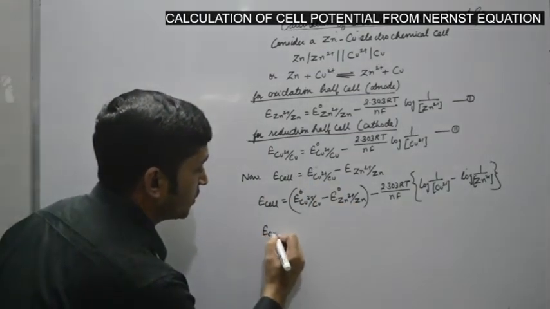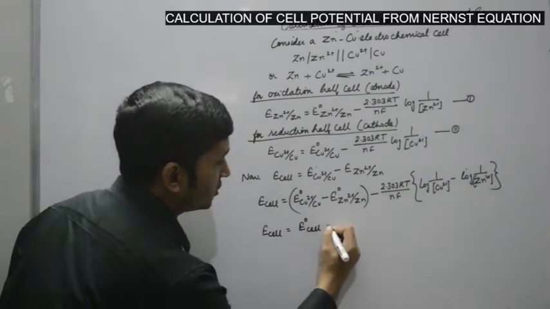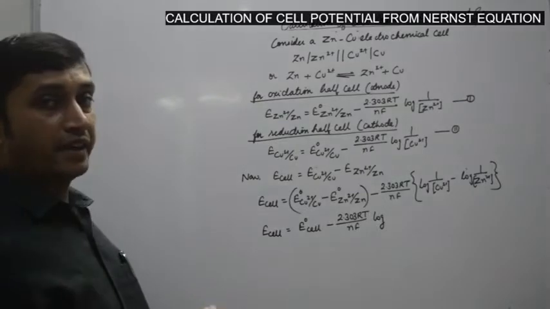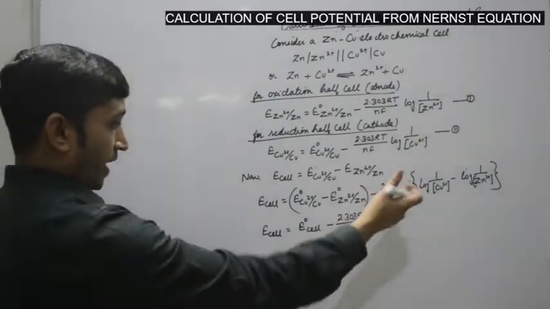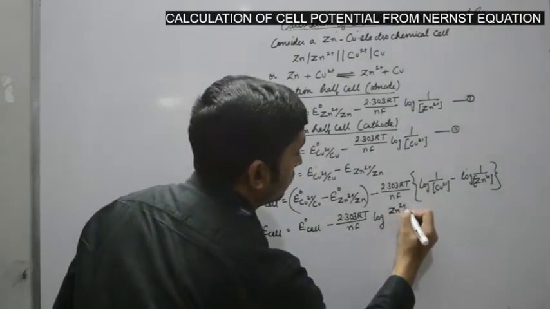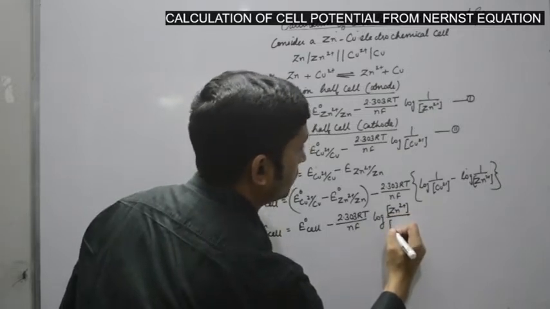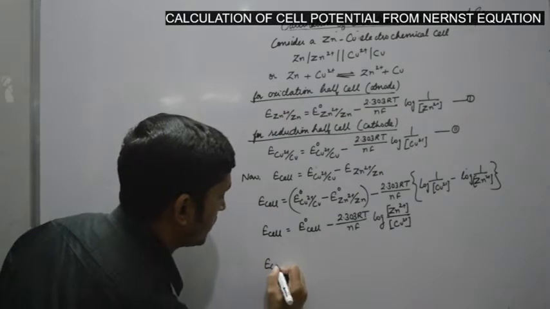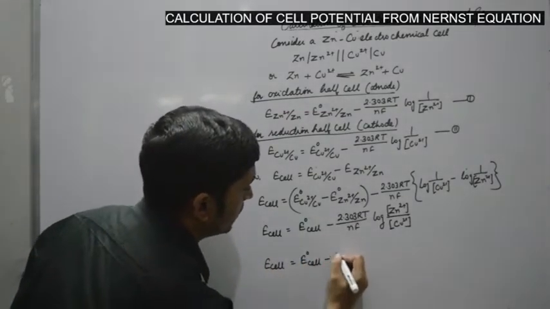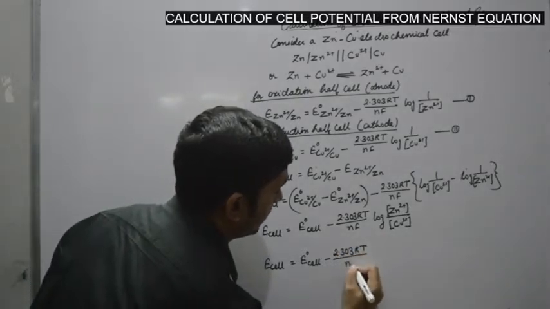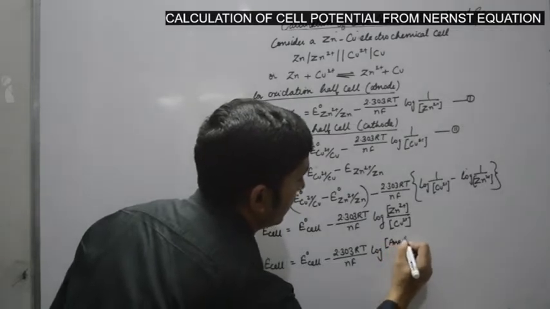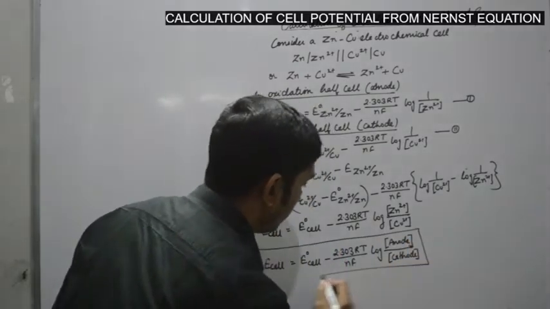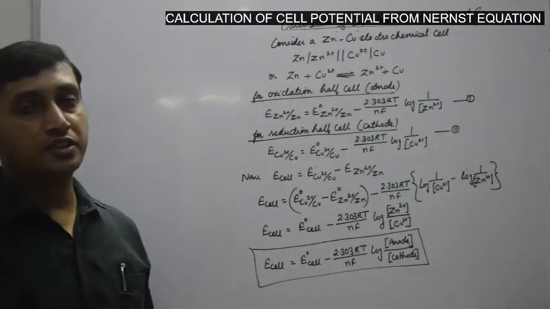So we write here that cell potential will be equal to standard cell potential minus 2.303 RT upon NF log m minus log n, that's equal to log m upon n. So we will apply it here and we will get log concentration of zinc ion upon concentration of copper ion. Or we can also write it as that cell potential is equal to standard cell potential minus 2.303 RT upon NF log concentration of ions at anode upon concentration of ions at cathode. So using this formula we can calculate cell potential for any cell at any concentration and temperature.